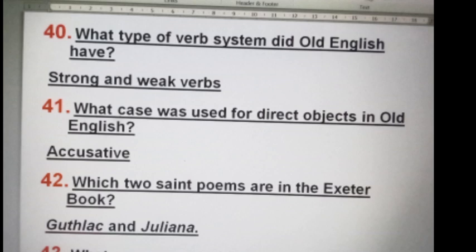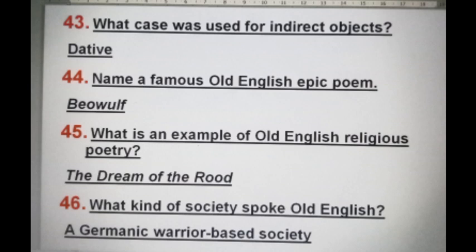Which 2 saint poems are in the Exeter Book? Guthlac and Juliana. What case was used for indirect objects in Old English? Dative case. Name a famous Old English epic poem. Beowulf. What is an example of Old English religious poetry? The Dream of the Rood.